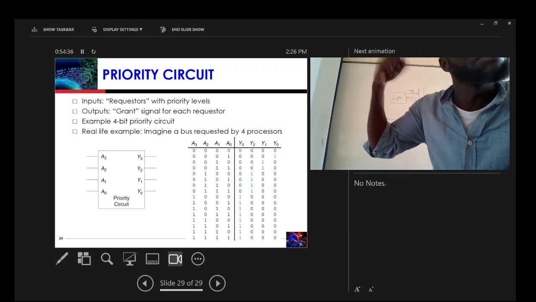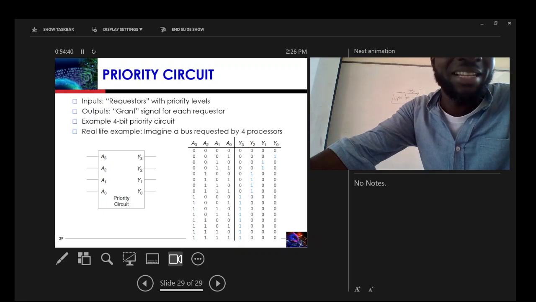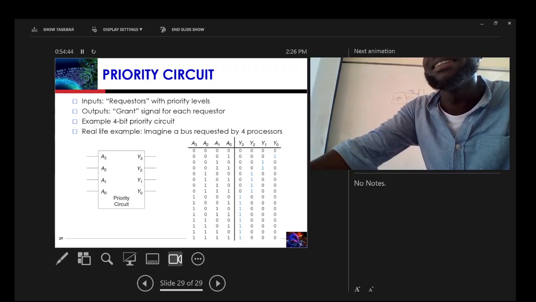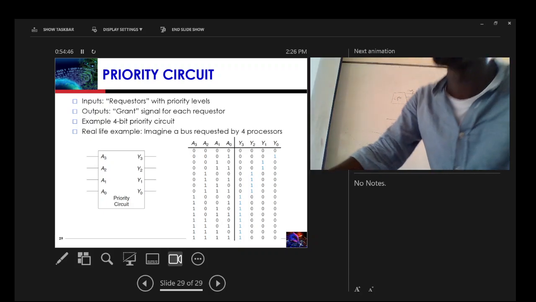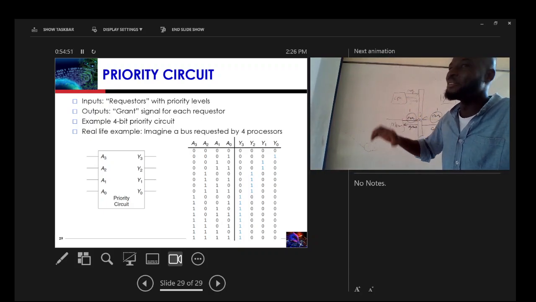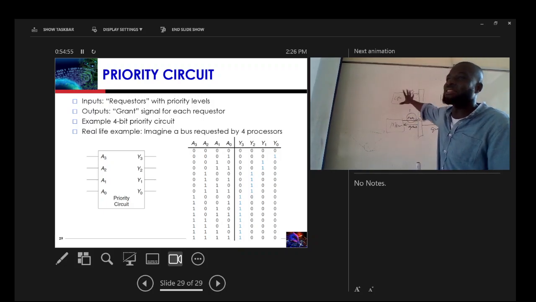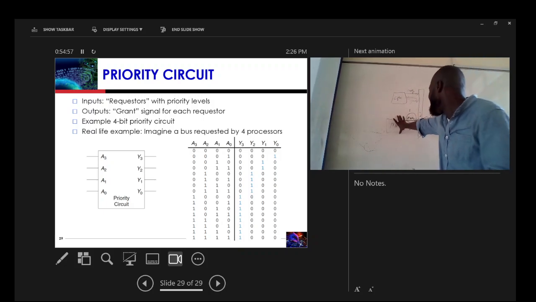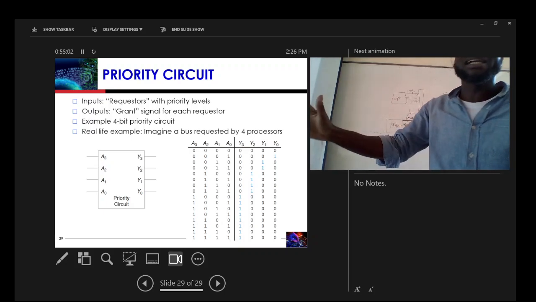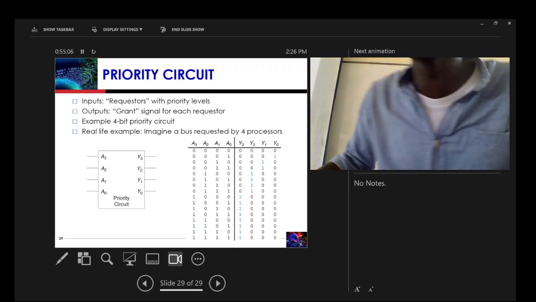I was just trying to think out loud. If I say the CPU requests and then memory requests, everybody will say the CPU. So if I say memory and accelerator, they request to use the bus at the exact same time. What happens?